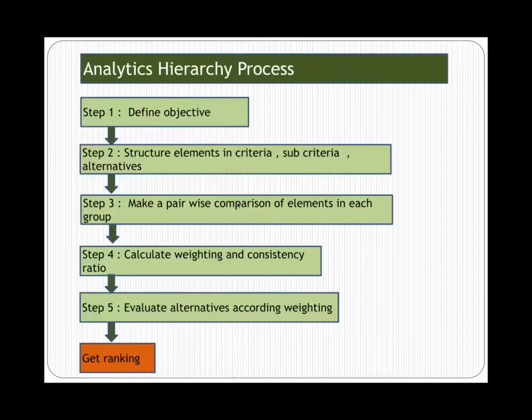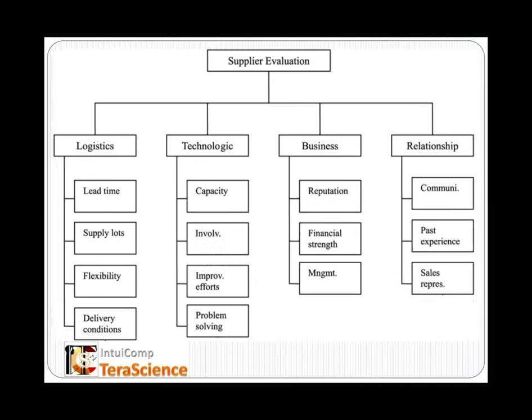Then you make a pairwise comparison of elements in each group. After doing this, we calculate weighting and consistency, and then we evaluate alternatives according to weights. In the final step, we get the ranking. So now let's look at this example we have already discussed earlier.